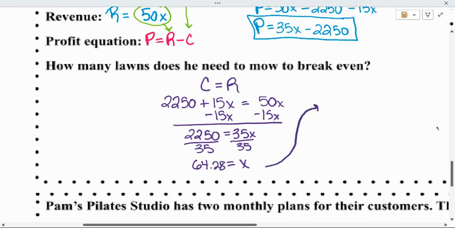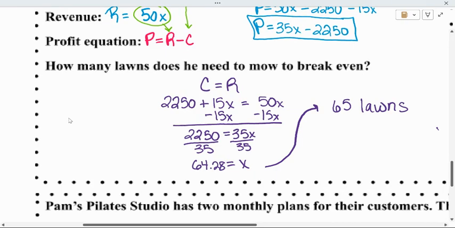Can you just go to someone and say, hey, I'm only gonna mow 0.28 of your lawn? Are they gonna pay you for that? No, they're not. So how many lawns do we really need to mow? Yeah, he needs to mow 65 lawns. We're gonna mow 65 lawns, okay? How do we feel about that? Good?